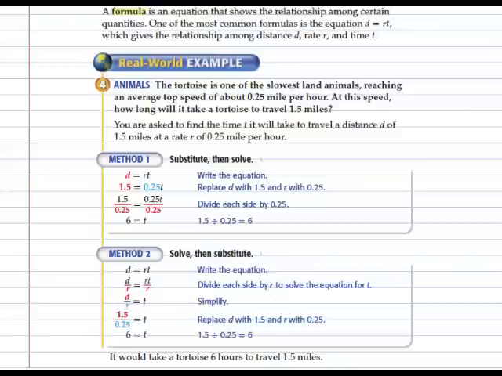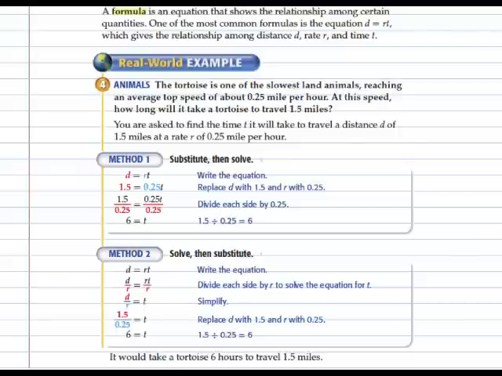A formula is an equation that shows the relationship among certain quantities. One of the most common formulas is the equation D equals RT, which represents the relationship among distance, rate, and time. The tortoise is one of the slowest animals, reaching an average top speed of 25/100ths of a mile per hour. At this speed, how long will it take a tortoise to travel 1.5 miles? You are asked to find the time it will take to travel a distance D of 1.5 miles at a rate of 25/100ths of a mile per hour.